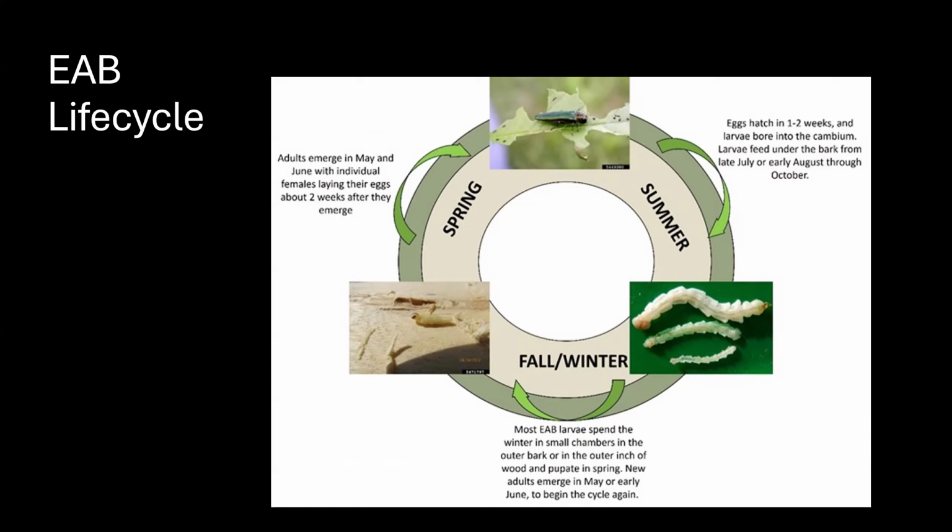Also, I should note with the adults, they can feed. You can have some damage of the foliage from the adult beetle itself too. But the main damage is going to be due to the larva. So once the larva hatch from the eggs, they are going to bore into the tree tissue and eat it through the summer months into the fall and again over winter, in the tree in that outer bark layer. So this is a generalized life cycle that you see.